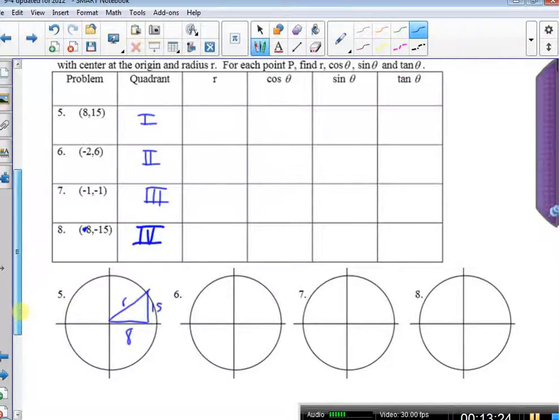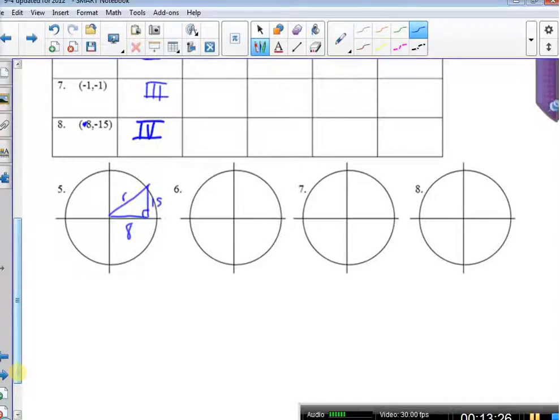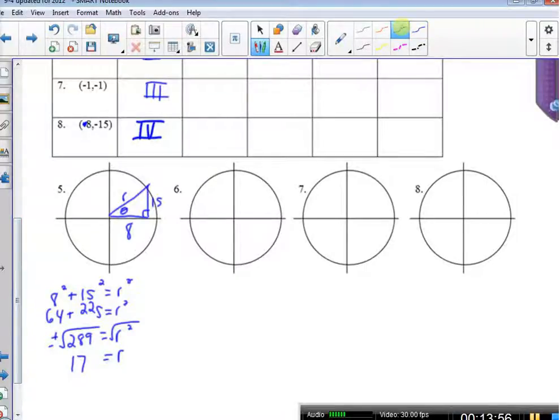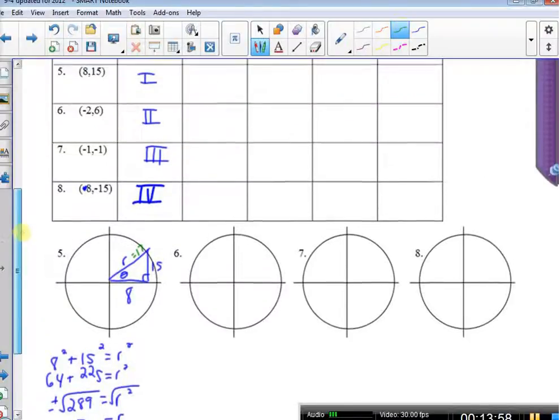I don't know what r is. I can't say it's 1. So here's theta. So I'm going to go 8 squared plus 15 squared equals r squared. And when I do that, I get 64 plus 225 equals r squared. That's 289, square root, plus or minus. So r is equal to, because we're in quadrant 1, and radii are always positive, 17. So we now have r is equal to 17.